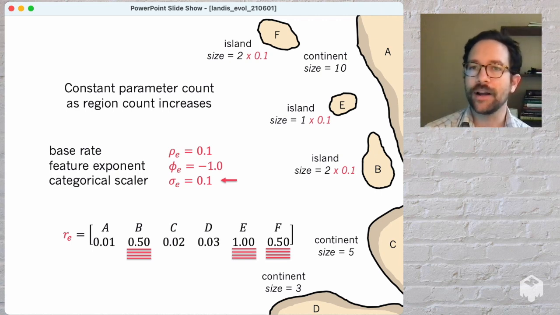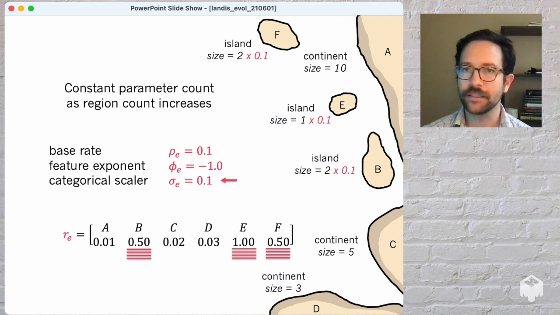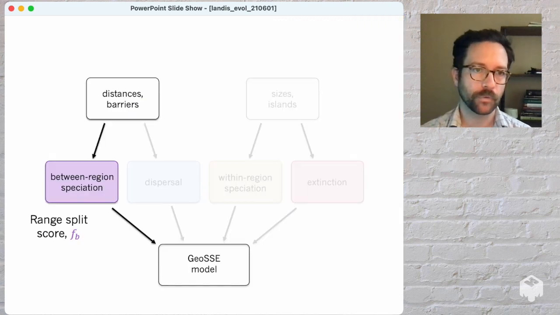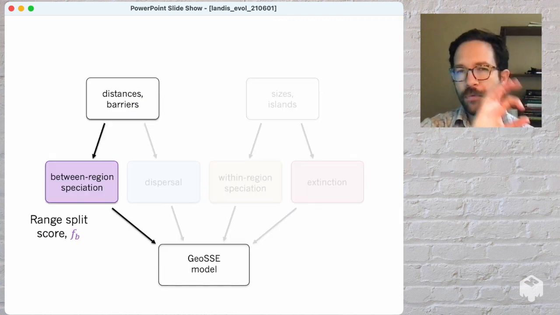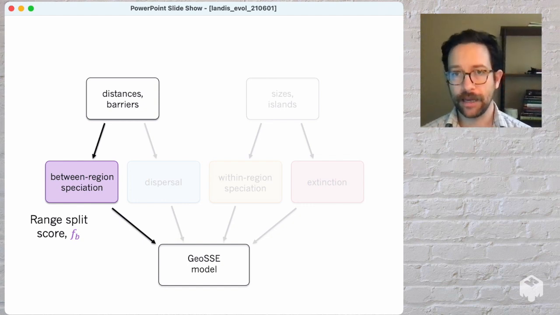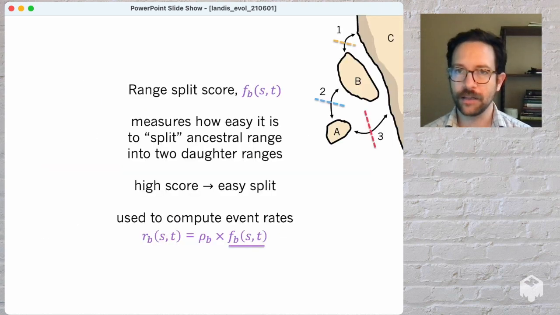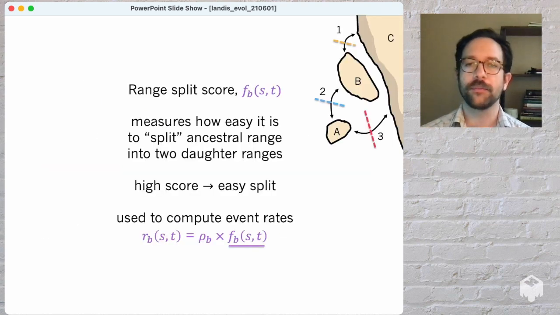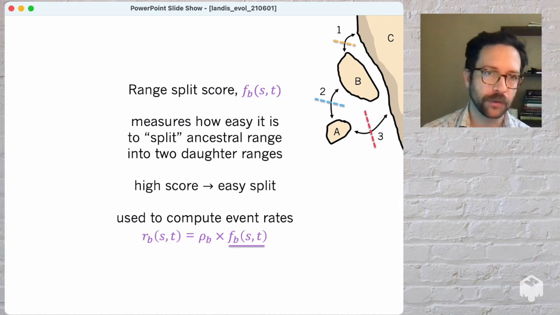And this would scale for any number of regions: 6 regions, 10 regions, 1,000 regions, and so forth. Now, the 4 subprocesses work similarly, but not identically. Between region speciation is the only one that operates in a fundamentally different way, and it has to do with the fact that we have so many distinct ways we can split ranges. The other subprocesses don't have the same problem.